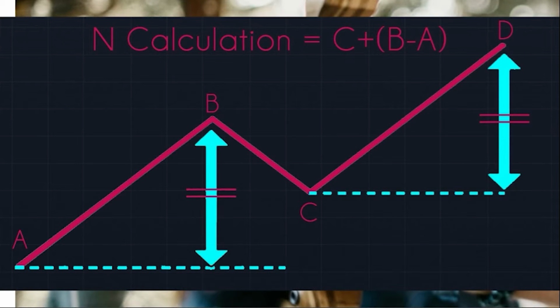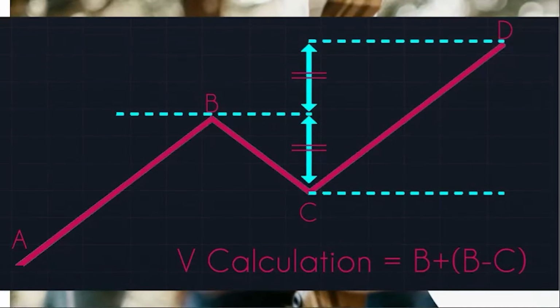Now let's move on to the V calculation. For the V calculation, we subtract C from B and add it to the B level. See, it's pretty simple. We're just using subtraction and addition.